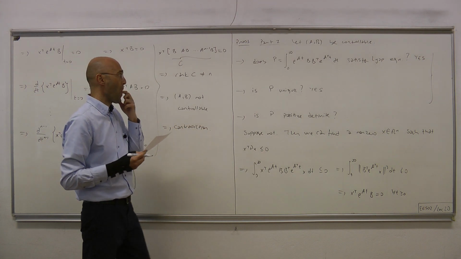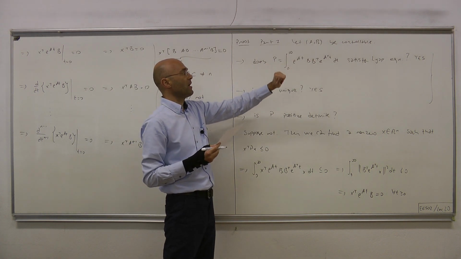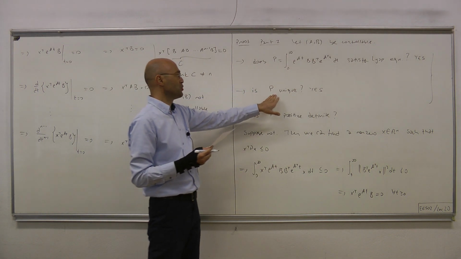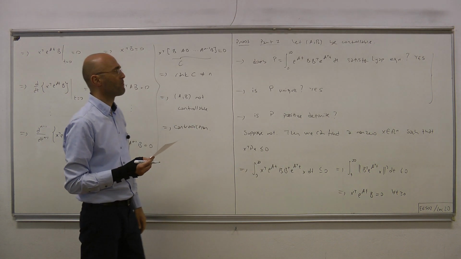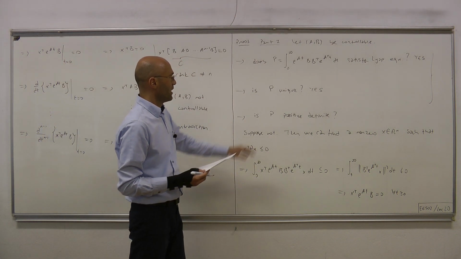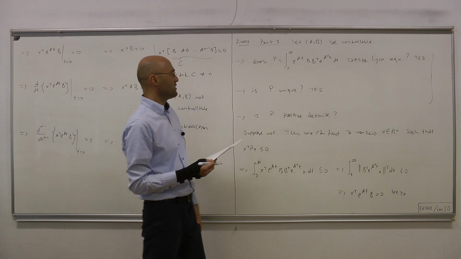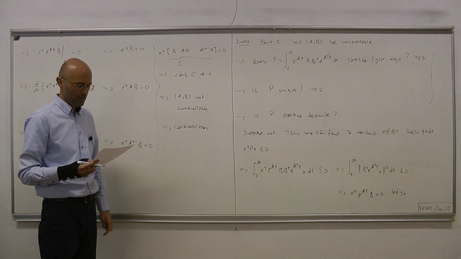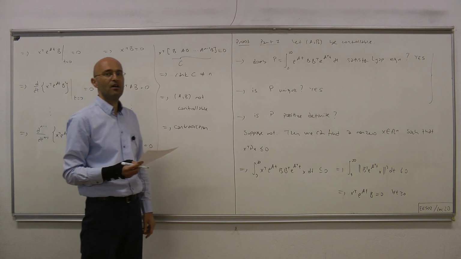Okay, therefore, this P satisfies the Lyapunov equation. It's unique. Well, those parts we didn't show, but they're easy to show, similar to an earlier proof. And then we have shown also that P is positive definite. Therefore, part 1 is complete.